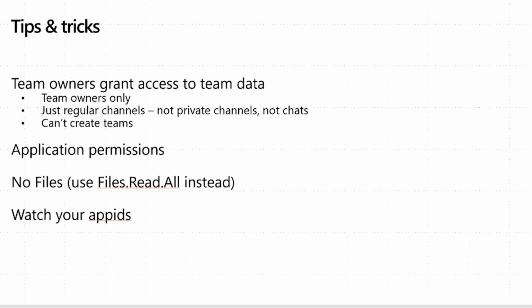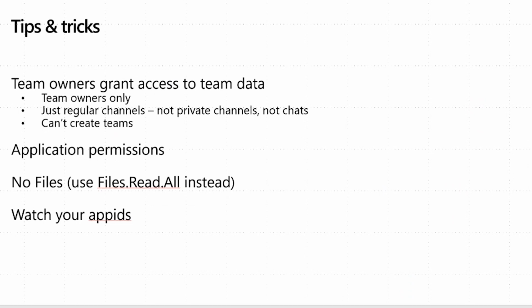Another key point there is that this is team data. Chats are not team data. Private channels are not really team data in the same sense either, because the team owner doesn't necessarily have access to all private channels. And so we can't let the team owner give consent for stuff that the team owner can't get access to. Finally, you can't use resource-specific consent on a team that doesn't exist yet. You can't use resource-specific consent to create teams because there's nothing to consent to because it doesn't exist yet.